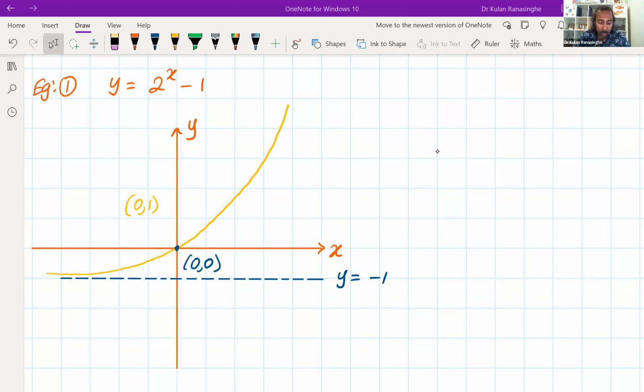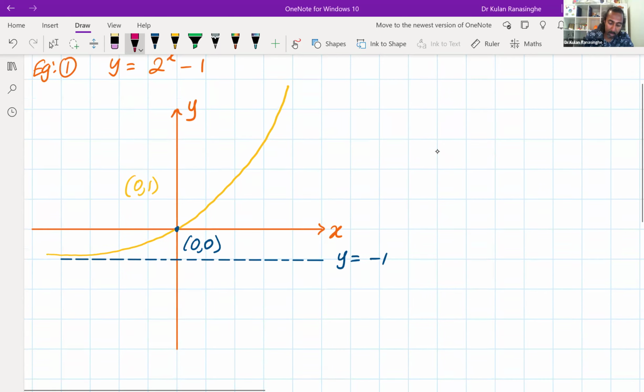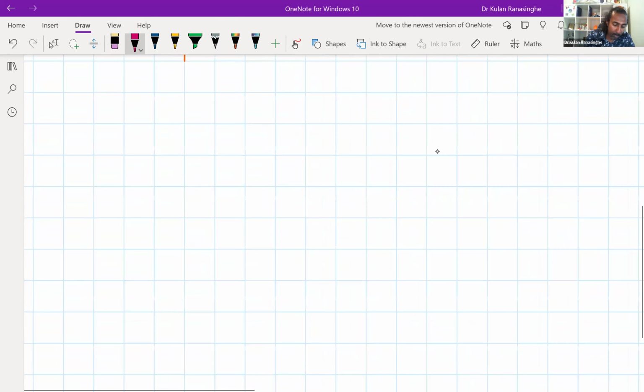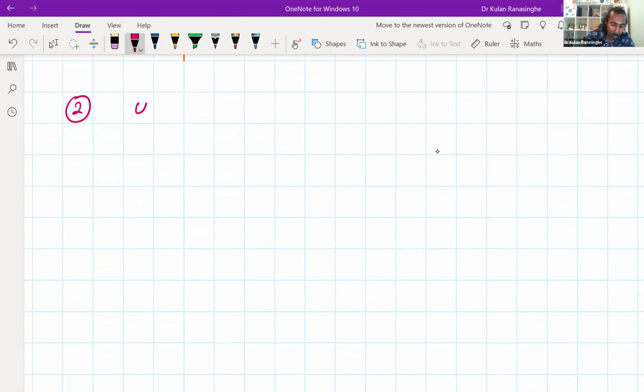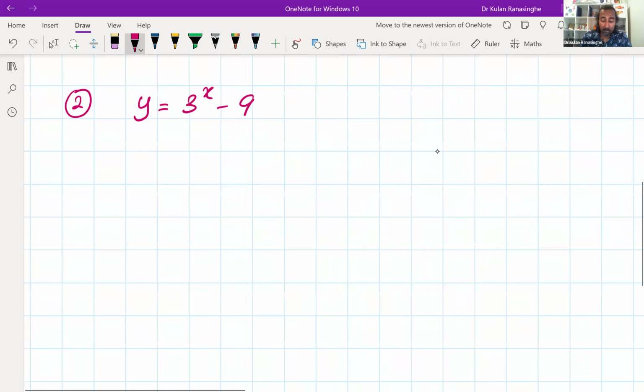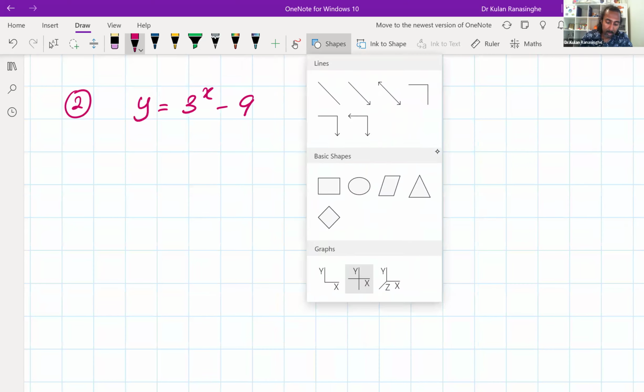Now the next one I'm going to look at is y equals 3 to the x minus 9. I could have used minus 3, but let's go with 9. Let me pick up a different color. Would be nice. I'm going down here. Number 2, y equals 3 to the x minus 9. Well, I know the exponential form. Let us sketch this one.